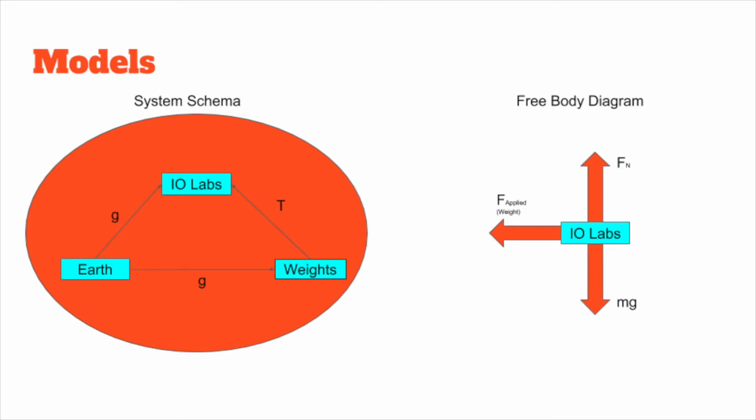The free body diagram shows the forces acting upon the IO-lab. The force of gravity is balanced equally by the normal force of the table. In this experiment, we did not account for friction, so there is no resistive force in the free body diagram. There is the applied force acting in the left direction caused by tension.